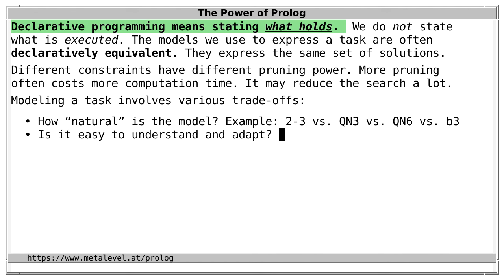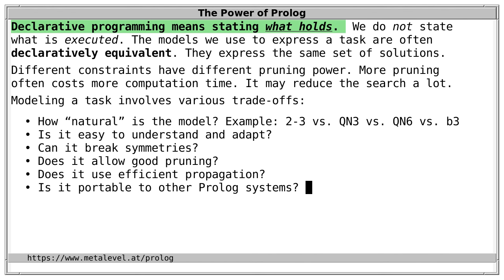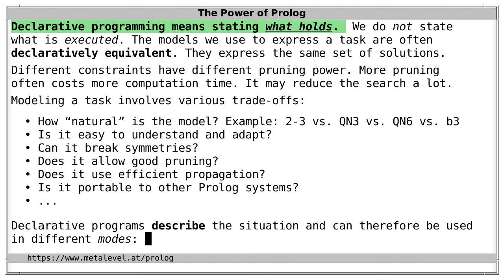Can we use the model for variations of the problem? Can the model break symmetries, for instance by imposing ordering constraints? Does it allow good pruning, for example by using powerful global constraints? And is the propagation efficient or is it too costly? Is the formulation portable to other Prolog systems, or does it use highly specialized constraints? And so on. One advantage we commonly get from declarative approaches is their generality.